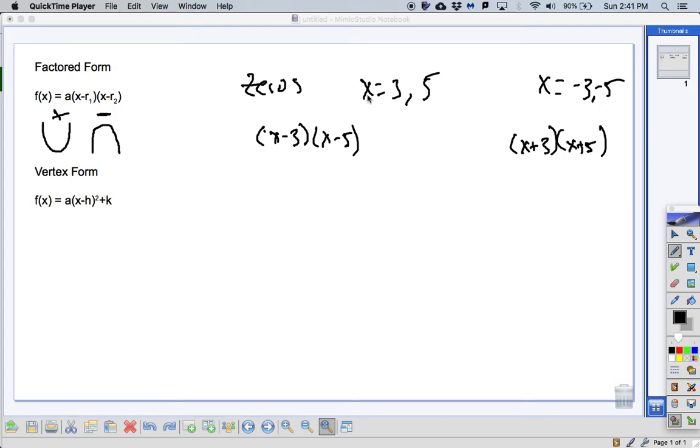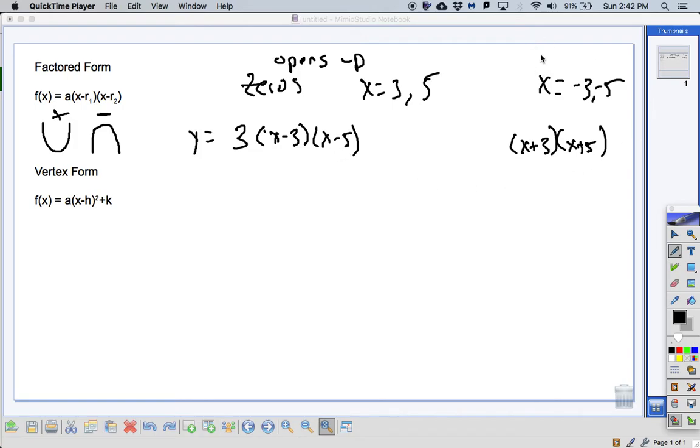So let's say that I have zeros of 3 and 5 and it opens up. Then I would have an example that looks like this. y equals, or f of x equals, and if it needs to open up, it needs to be positive. So how about 3, parentheses, x minus 3, x minus 5. This would be acceptable. Any value here, as long as it is positive, will work. And this needs to be x minus 3, and this must be x minus 5.